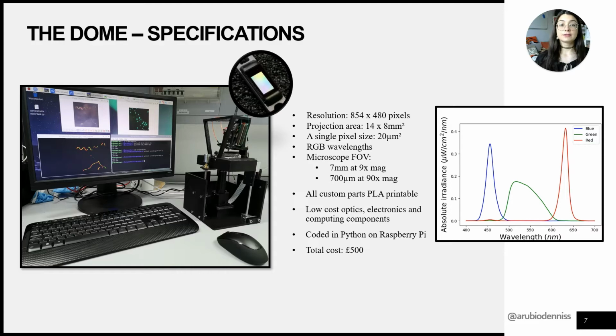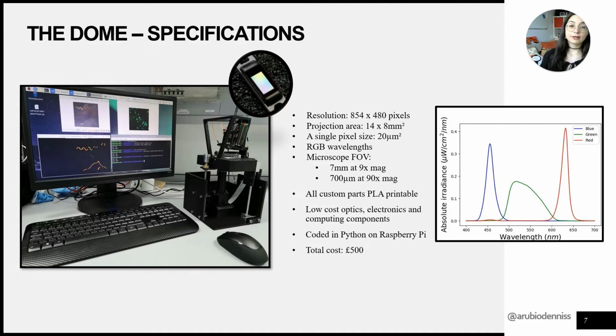So in terms of the specifics, the projector operates using a digital micromirror device, which is what you can see here. It's like this little pixel grid. It's almost like a dynamic photo mask. The resolution is 854 by 480 pixels, and you get a projection area of around 14 by 8 millimeters squared. A single pixel measures out at about 20 microns squared, and as I said before, you have these RGB wavelengths. So you have these 3 distinct peaks when we look at the spectral analysis of the light source.